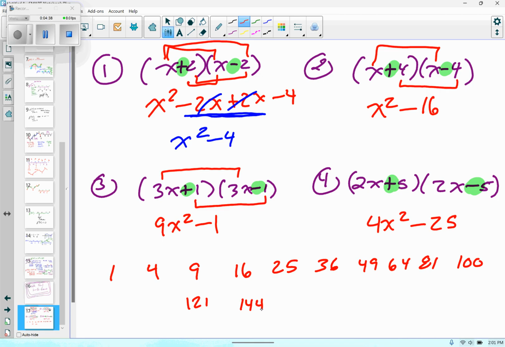Okay, so, I mean, if you don't know the perfect squares, it's okay. I mean, you could figure out what a perfect square is by just taking the number times itself and saying, oh, if I multiply two identical numbers together, my answer will be a perfect square. Okay?